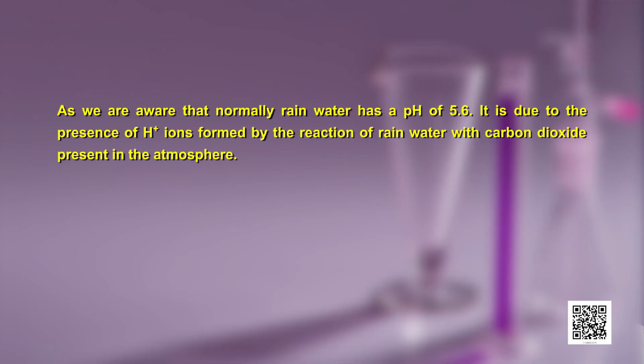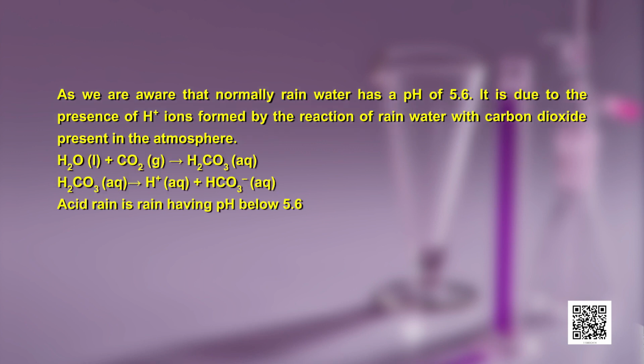Now let us discuss another very important topic, that is acid rain, its effects and causes. As we are aware, normally rainwater has a pH of 5.6. It is due to the presence of H+ ions which are formed by the reaction of rainwater with carbon dioxide present in the atmosphere. The reactions you can see on your screen: H2O plus CO2 giving H2CO3, H2CO3 giving H+ plus HCO3-.